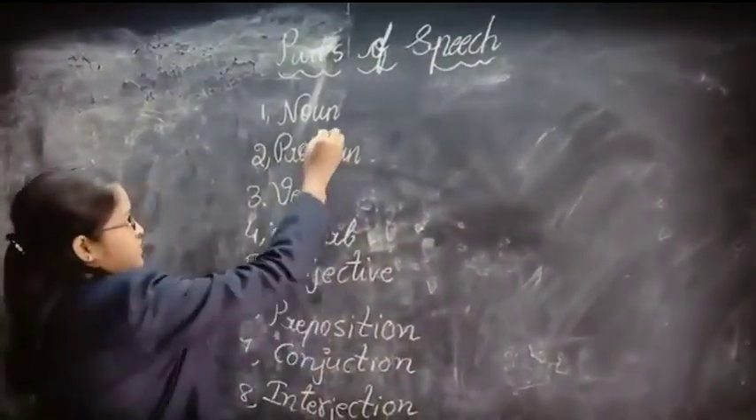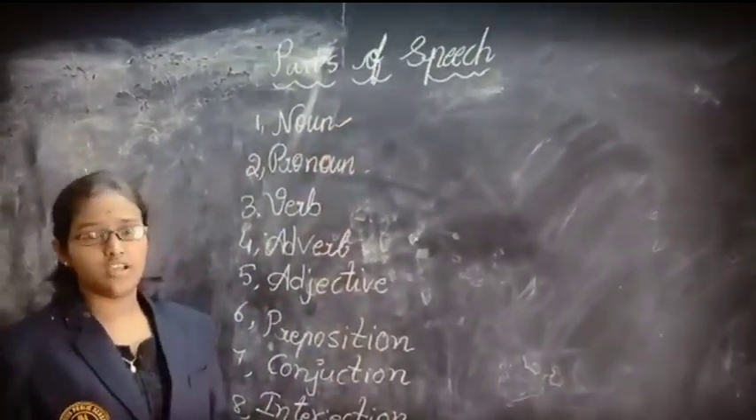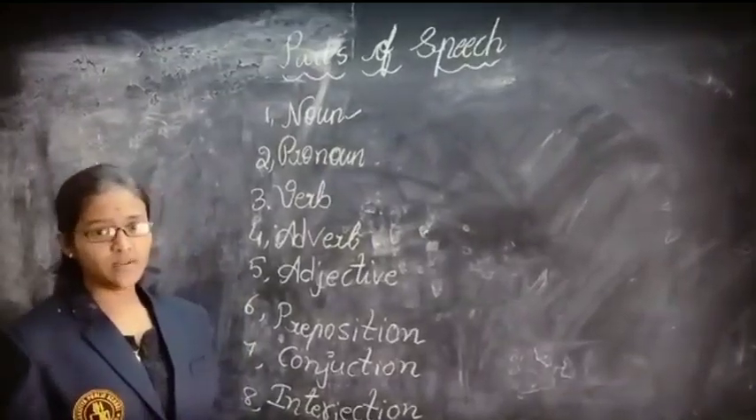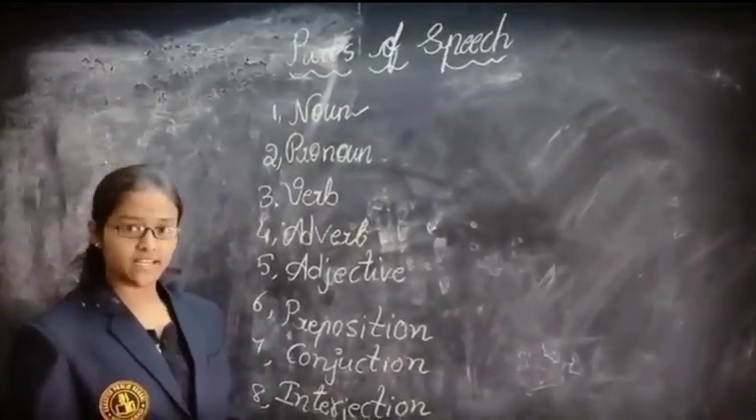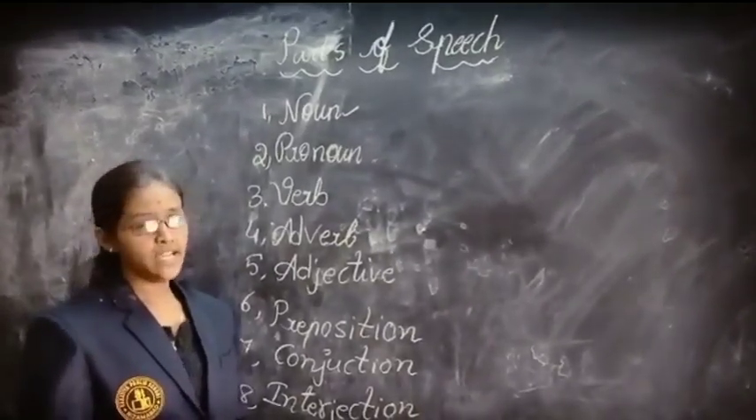So what is the first one? What is the first part of speech? Noun. So what did I tell you noun means? Noun means nothing but the name of a person, place, animal and thing.